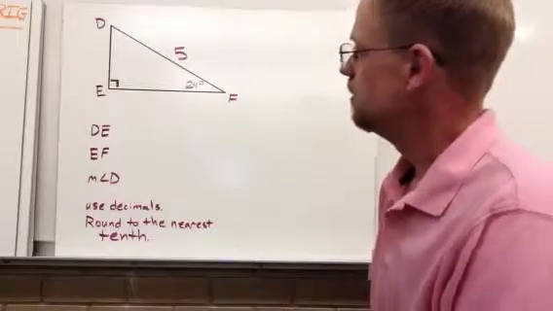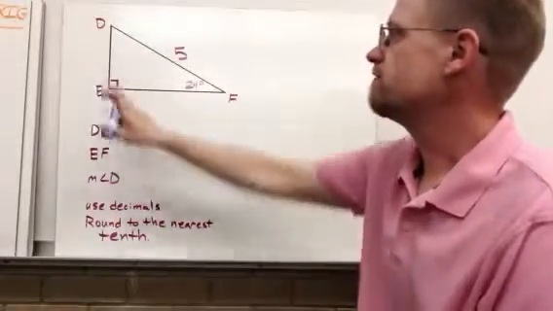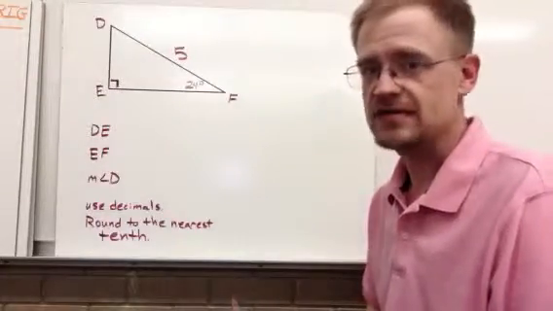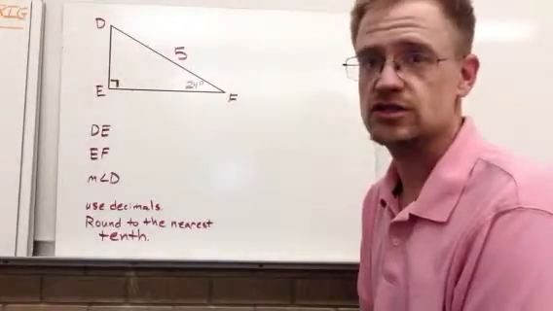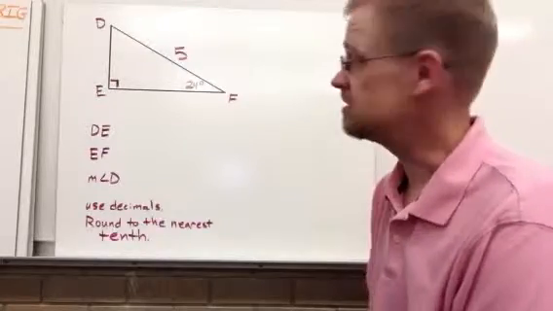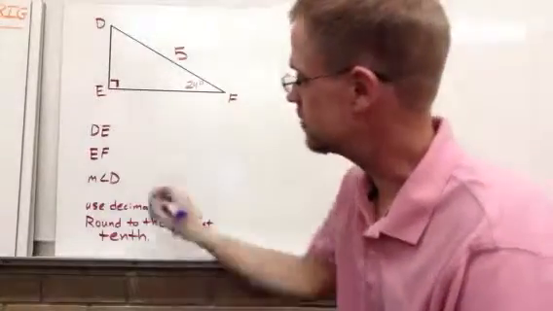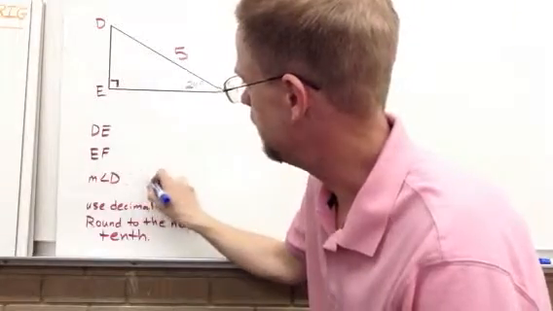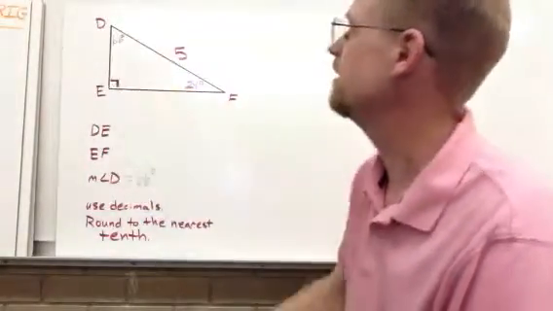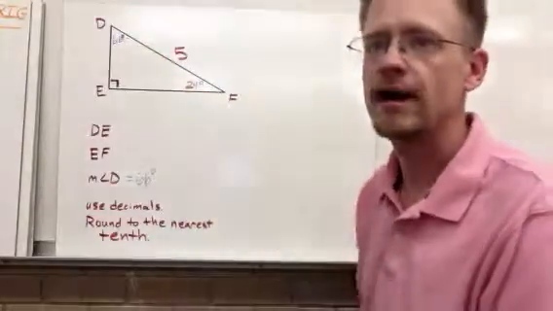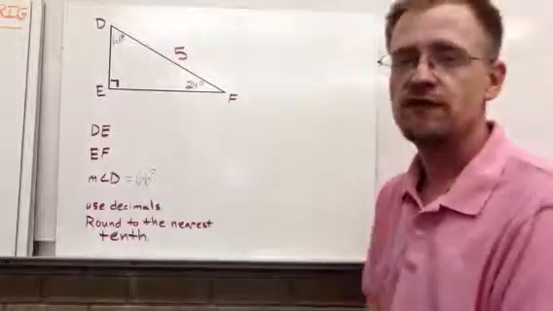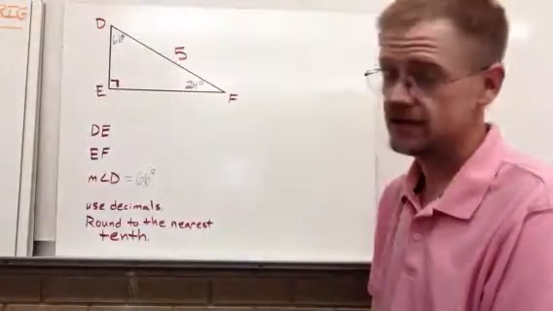So we have 24. We want to find DE, EF, and angle D. Well, we can find angle D again without even using trig. We can just use our angle sum theorem. D in this case is going to be 66 degrees. I'm going to write that in up here just so we know we've got that solved. 66 degrees. Now, it does not matter if we find DE or EF next.